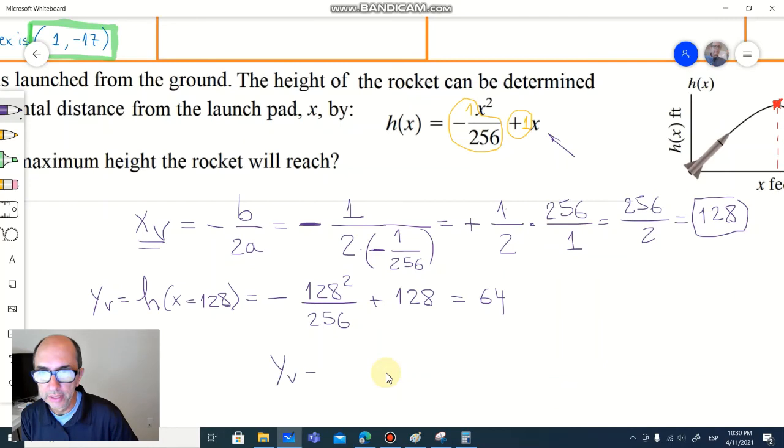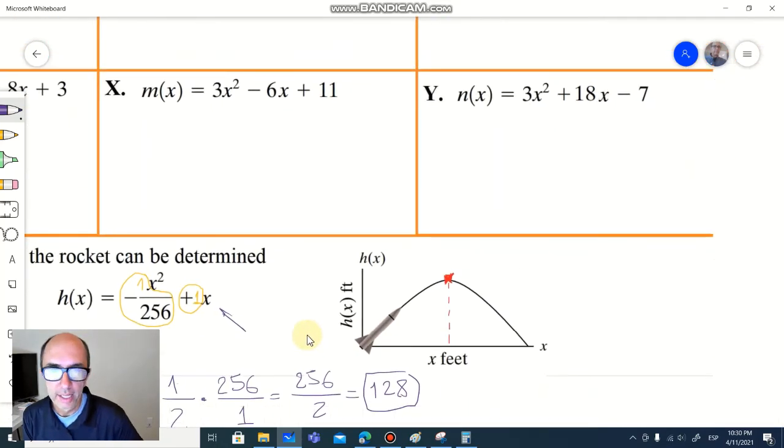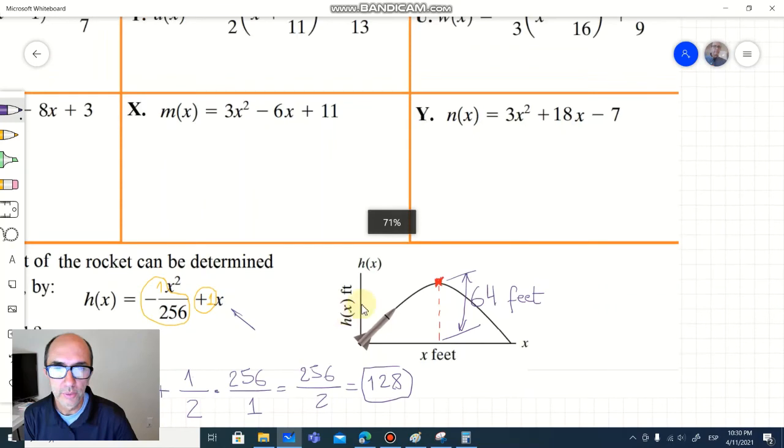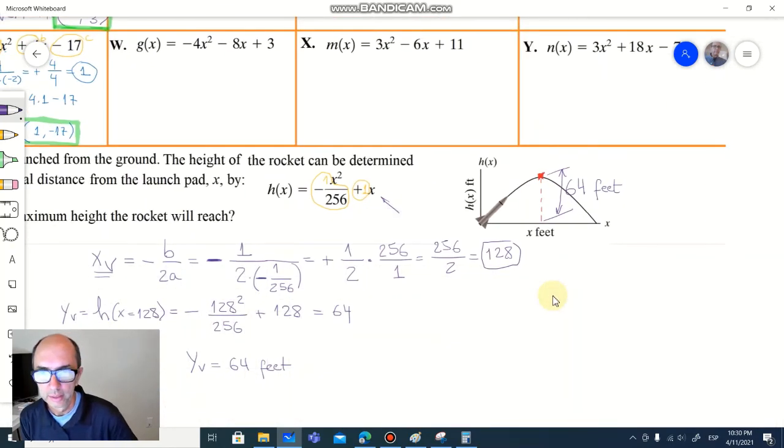y of the vertex equals 64 feet. That means the maximum height, this distance here, is y of the vertex, which is 64 feet. The answer to this question will be 64 feet. You don't need to write down feet, you just need to write down the number 64 on the form.